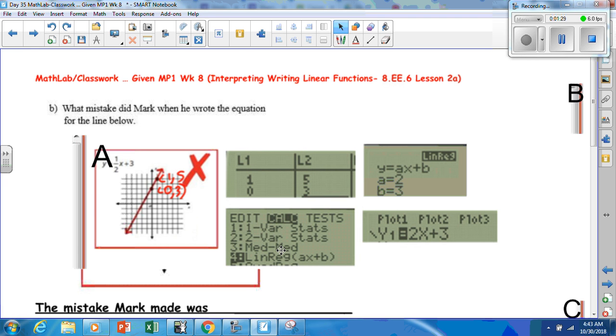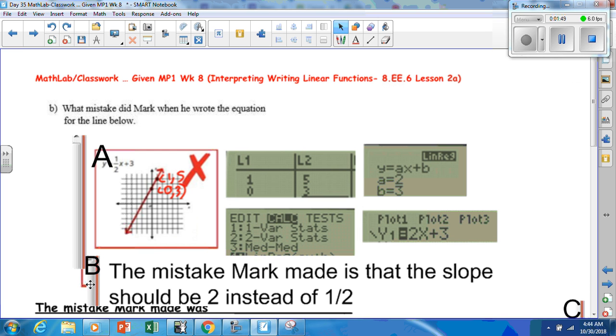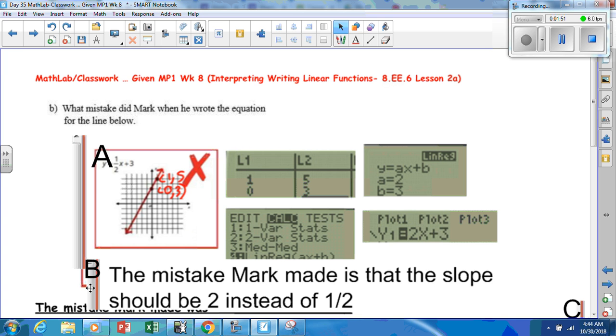So here, I think we can just basically say that the mistake can be conceptualized as: Mark thought that it was 1 over 2, but it should just be 2. So the equation of this line is 2x plus 3 and not 1/2 x plus 3. Let's see about our next question.